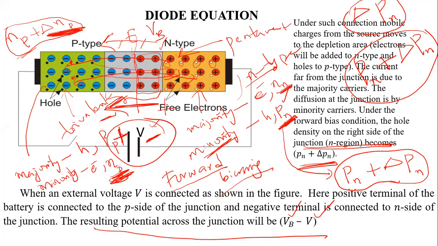See, the barrier potential is this side positive, this side negative. However, in this external battery, this side is negative, this side is positive. So the forward biasing connection is such that VB, the potential barrier across the p-n junction, has opposite polarity to the external battery. Therefore, the effective potential across the p-n junction is VB minus V. That you should know, right?